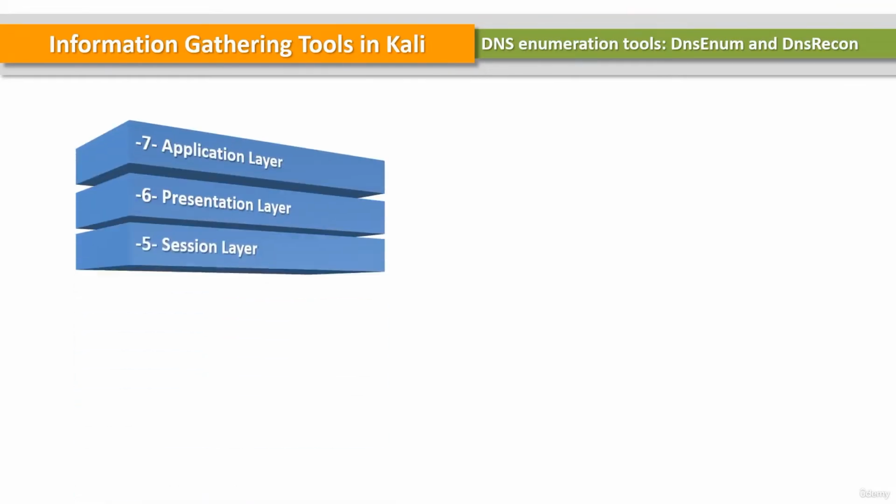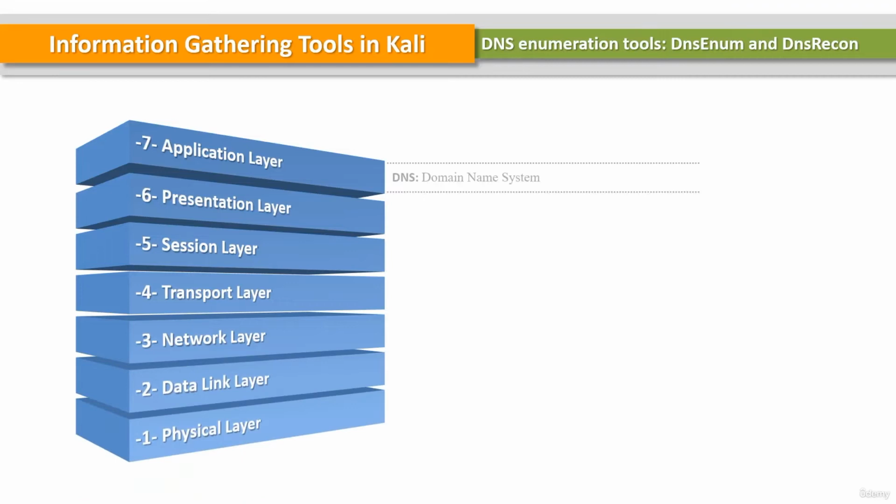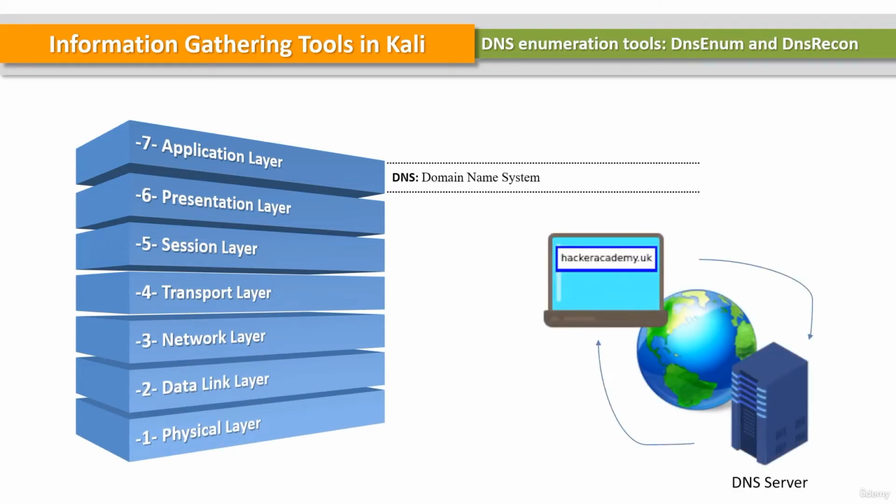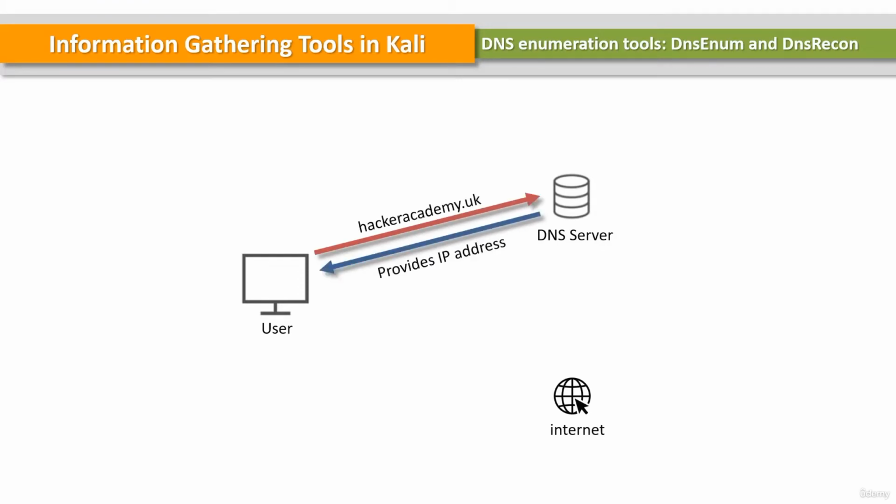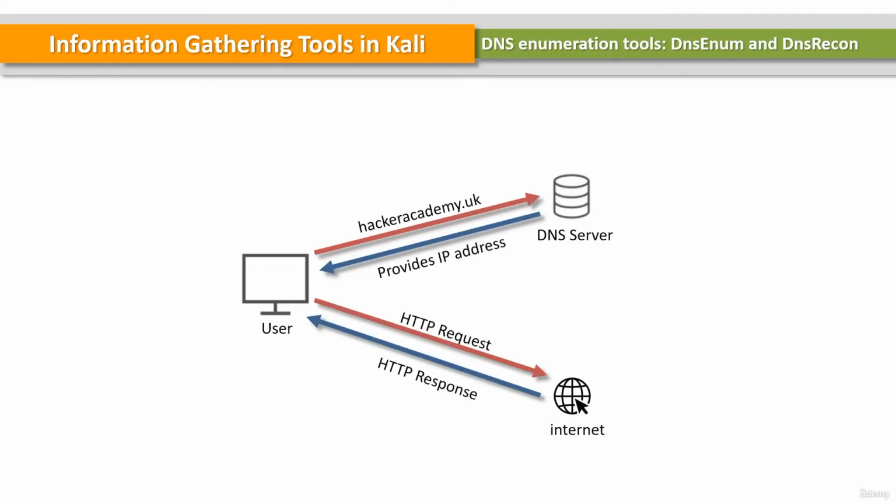So DNS, the domain name system, works at the application layer level of the OSI model. DNS is a system used to convert a computer's host name into an IP address on the internet. For example, if a computer needs to communicate with the web server hackeracademy.uk, your computer needs the IP address of the web server hackeracademy.uk. It is the job of the DNS to convert the host name to the IP address of the web server. DNS uses both UDP and TCP.